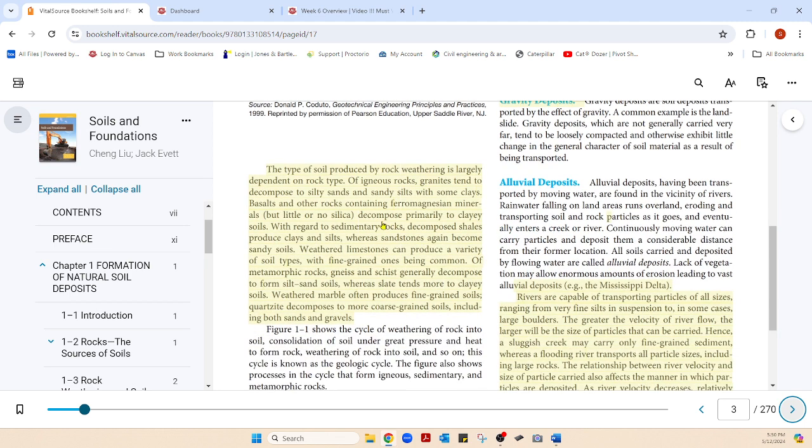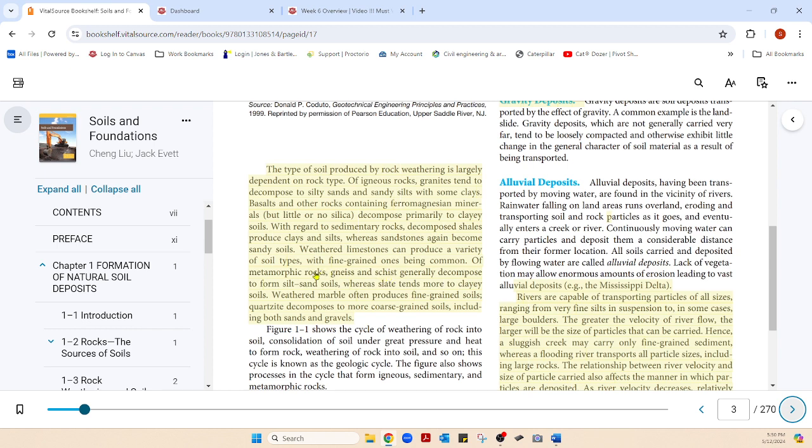So it talks a little bit more about that. Weathered limestones can produce a variety of soil types, with fine grained ones being common. So you may get into clays and things like that. There it is, clays and silts. I don't know how to pronounce that.